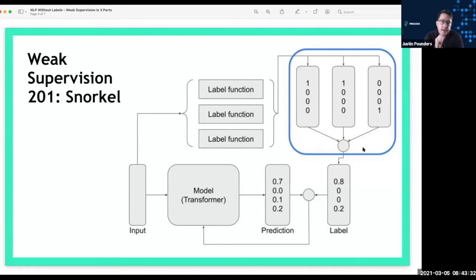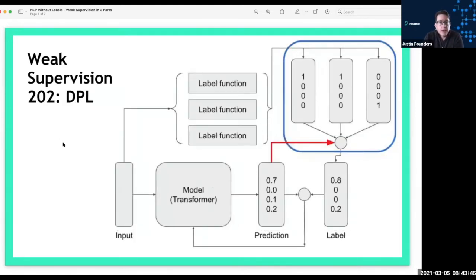But now I'd like to take another step past Snorkel for a few minutes because there's been some recent research in this area that I think is very compelling and very exciting. Recently, there's been a paper called Deep Probabilistic Logic that's come out, and this idea is still weak supervision. It looks a lot like the model that Snorkel implements, but there's a few changes.